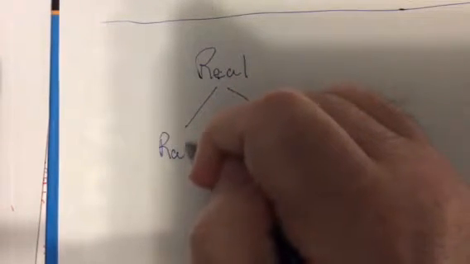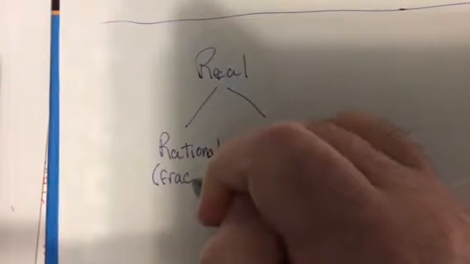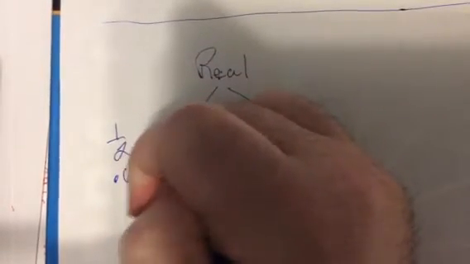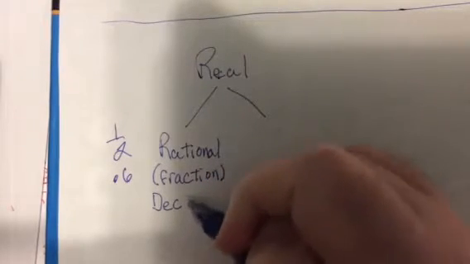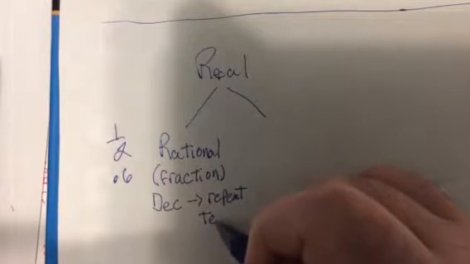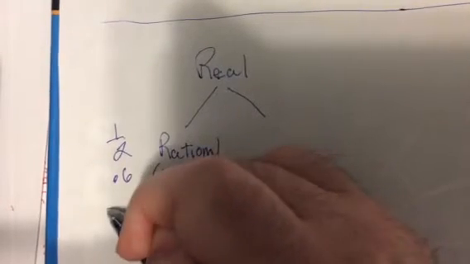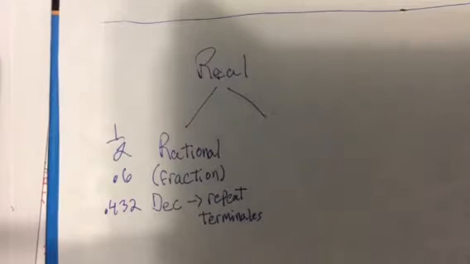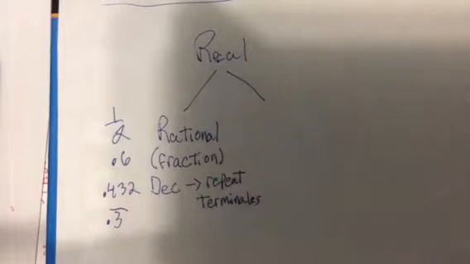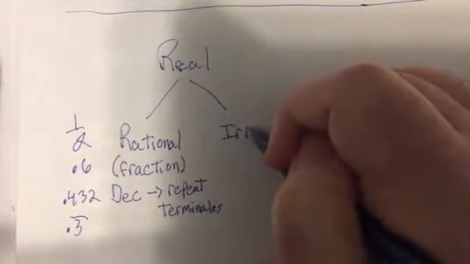We have rational numbers. Now, rational numbers are any number that could be written as a fraction. That's the key. So, example, a half, 0.6. Now, when it comes to decimals, it's decimals that repeat forever, or decimals that, big word here, terminate. That means stops. So 0.6, it stops. 0.432, that stops. 0.3 repeating, put a little bar here, it means 0.33333. That's still rational.